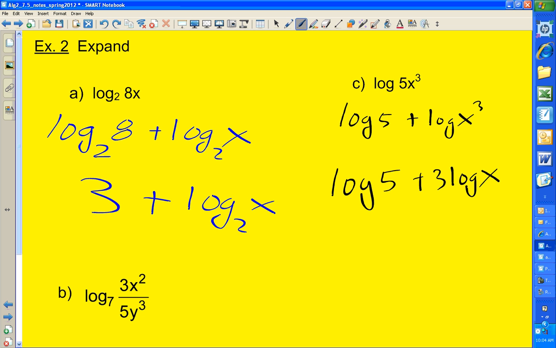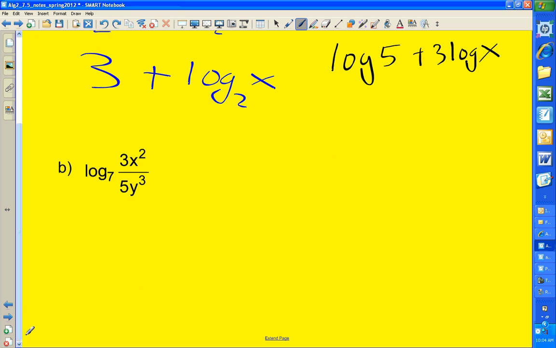See if you can do B. And I'm telling you right now, there are lots of places to make mistakes on this. So you've got to be very, very meticulous. So take a minute and see how you do with this.